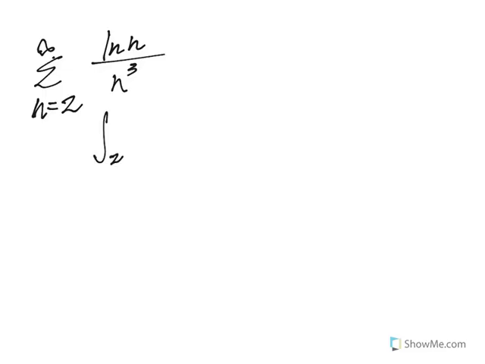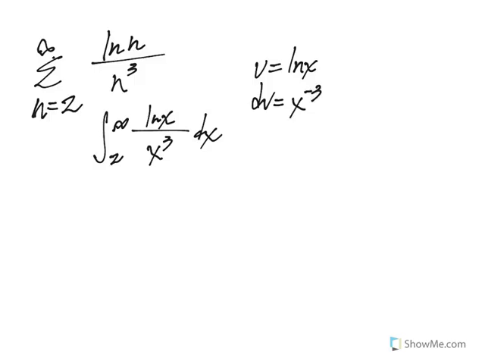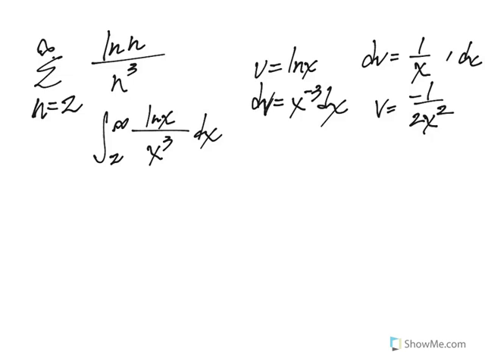One thing I notice here is that if I integrate from 2 to infinity the natural log of x over x cubed dx, I could probably come up with an answer. I'm thinking we're going to use integration by parts. So my u is equal to the natural log of x, dv is equal to x to the negative 3 dx. That is dv, not du. When I differentiate the natural log of x, my du is 1 over what I'm logging times the derivative of what I'm logging. My v then turns out to be x to the negative 2 over negative 2, so that's negative 1 over 2x squared.